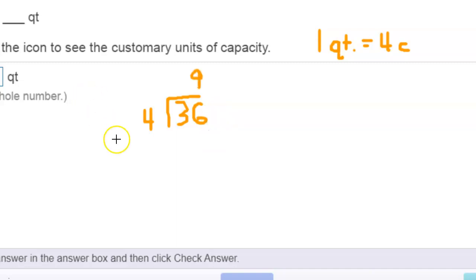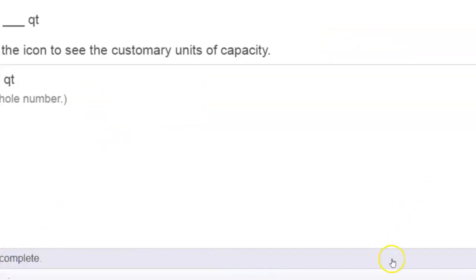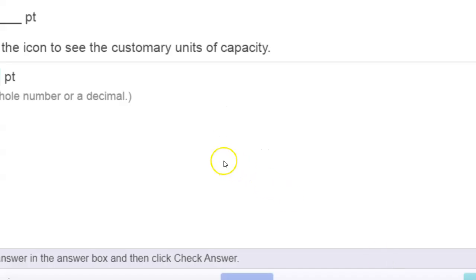And that's it. That's my answer. So I'm going to type in 9. And now I'm going to move on to question number 8. Convert the unit of capacity. 7 quarts equals how many pints?